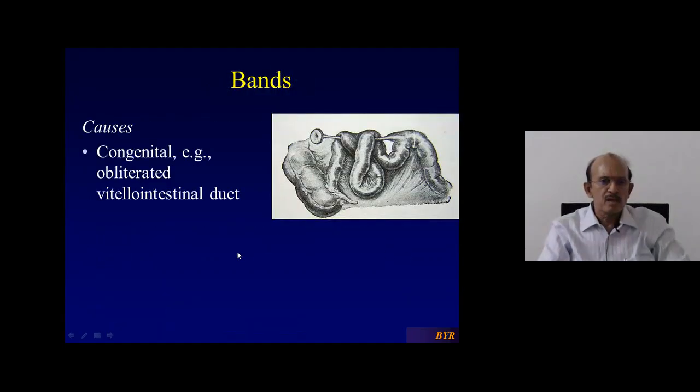Bands. They can be congenital, like an obliterated vitellointestinal duct. Already we have discussed the anomalies regarding the vitellointestinal duct. It can be like a band. Can you tell me the other anomalies of the vitellointestinal duct? What are the other anomalies of the vitellointestinal duct?